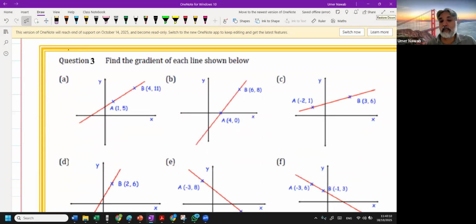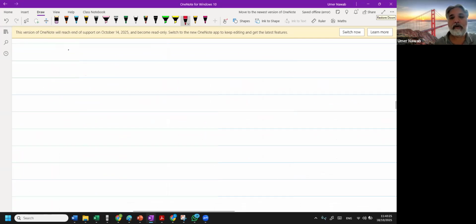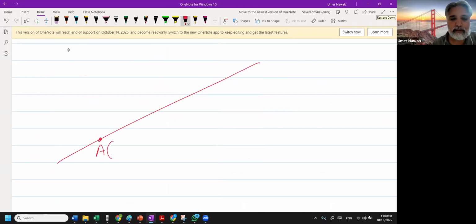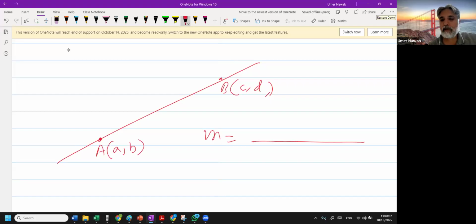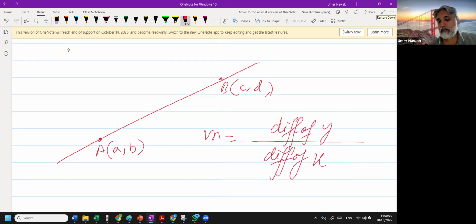Next is how to find a gradient when the coordinates are given to you. Easy. Gradient is basically y2 minus y1, the difference of y coordinates over the difference of x coordinates. Let me explain to you. If the examiner says there is a line passing through 2 points, this is (A, B) and this is (C, D), and he says, can you find the gradient? It's very easy. You need to find the difference of y coordinates divided by the difference of x coordinates.